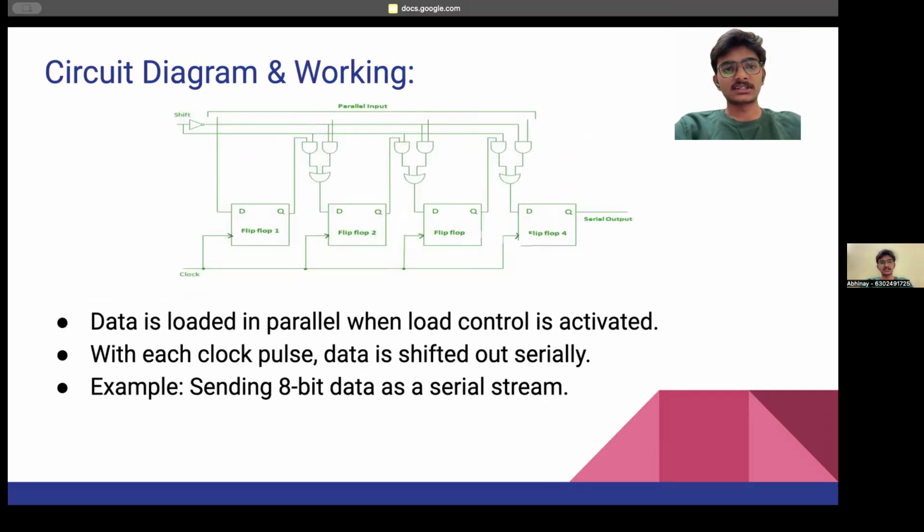As you see, this is the circuit diagram of the PISO shift register, and below is the working of it. The working includes that the data is loaded in parallel when the load control is activated, and then with each clock pulse, data is shifted out serially. So the data will be represented in the output serially, but the input will be loaded in parallel. For example, sending 8-bit data as a serial stream is an example for the PISO shift register.